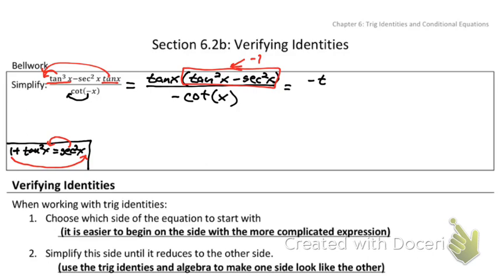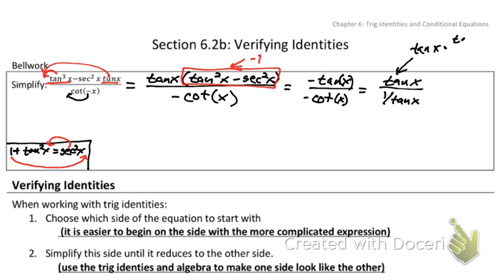Well, that's going to give me negative tan x over negative cotangent x, which will turn to a positive. So we'll have tangent x over 1 over tangent x. Well, this is keep, change, flip, so it'd be tangent x times tangent x over 1, which is just going to equal tangent squared x.